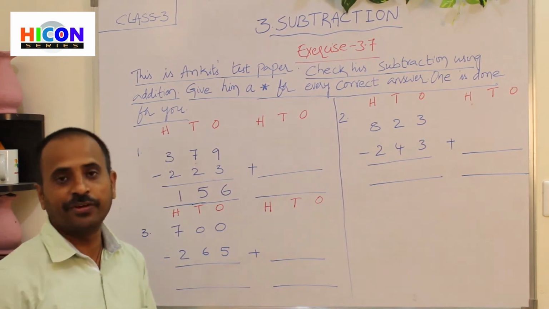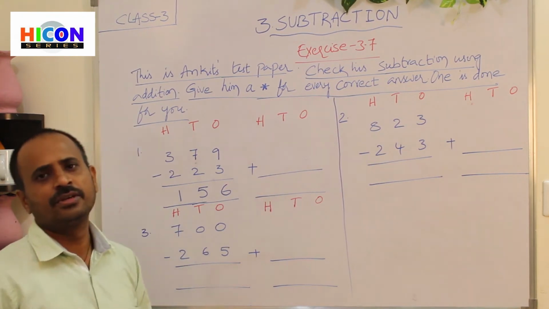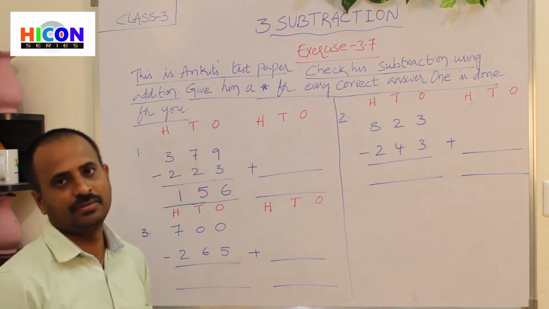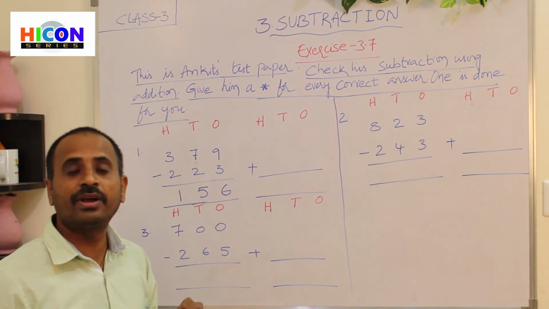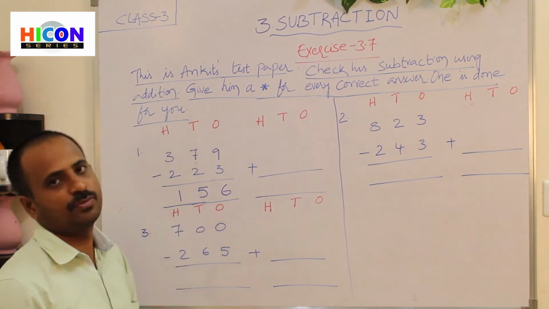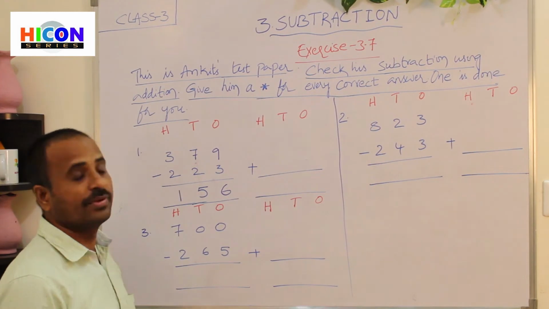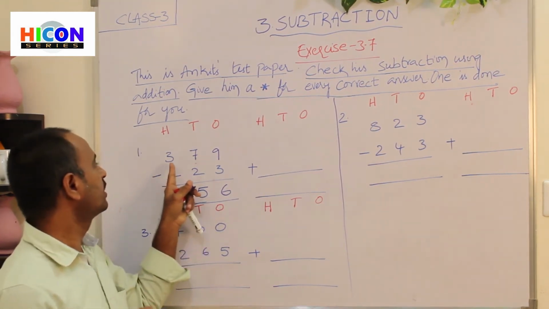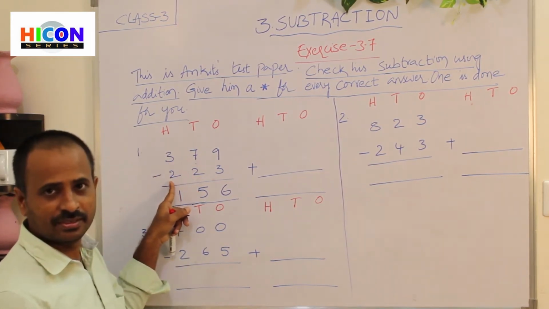Now we can verify this answer by using addition. So how can we verify our answer? Simply you have to remember that we have to add the smaller number to the difference. Then we should get a greater number. Greater number means first number. Smaller number means second number.